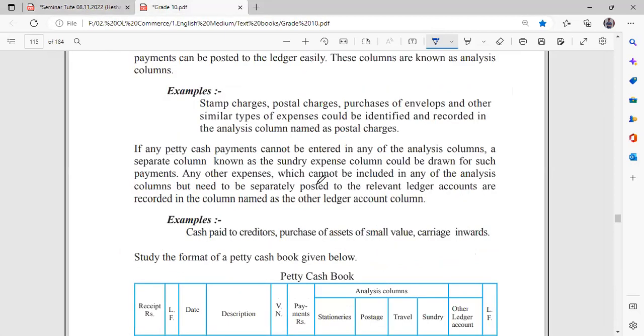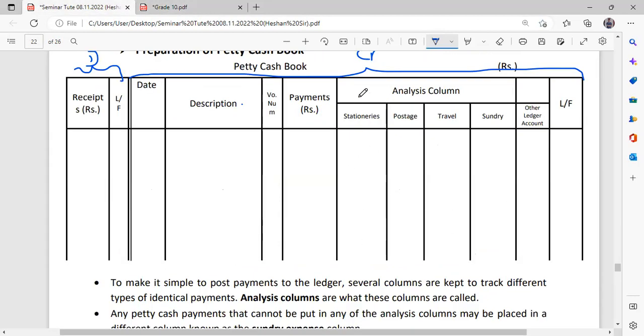Sundry means if any petty cash payments cannot be entered in any of the analysis columns, a separate column is known as sundry expenses, right? Now we get the total and record only, we need to open only stationery, postage, travel. So we need to decide what the analysis columns are by looking at the example, right? And the sundry column. What is the term called? Other ledger account.